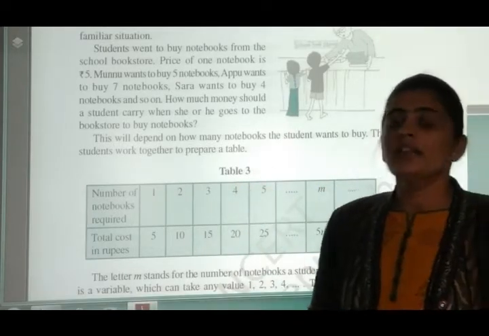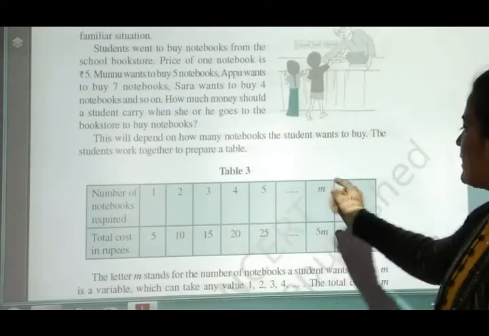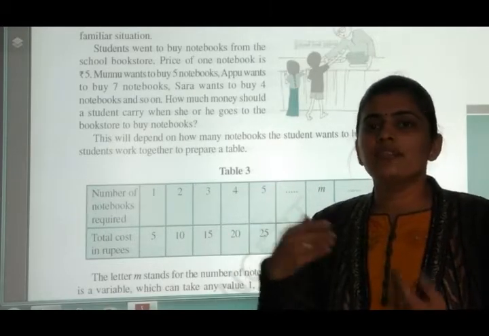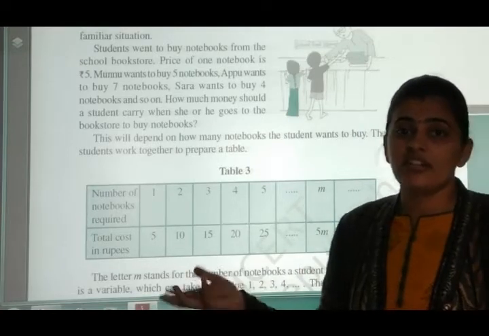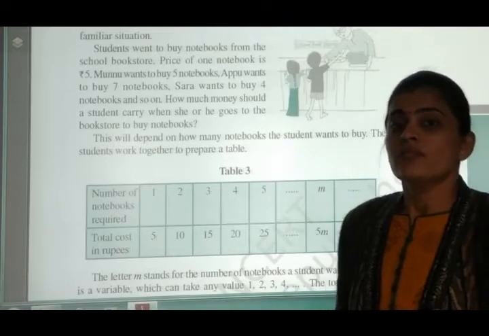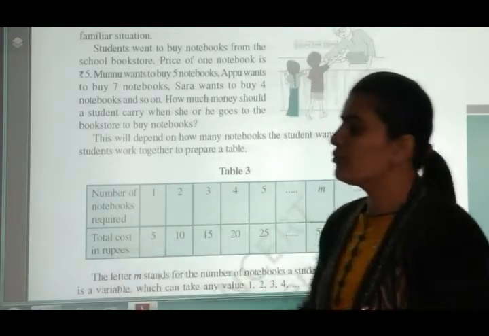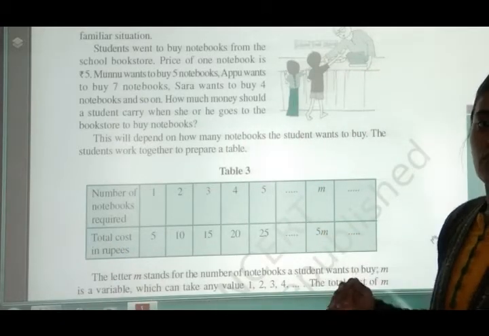We don't know how many notebooks are required. So let there be m notebooks required. What is m? m is a variable. We don't know, or the value is not fixed. It may be 60, 70, 90, 40. Any number of notebooks the students may want to buy. So for that, the total cost in rupees, how many rupees might they want?